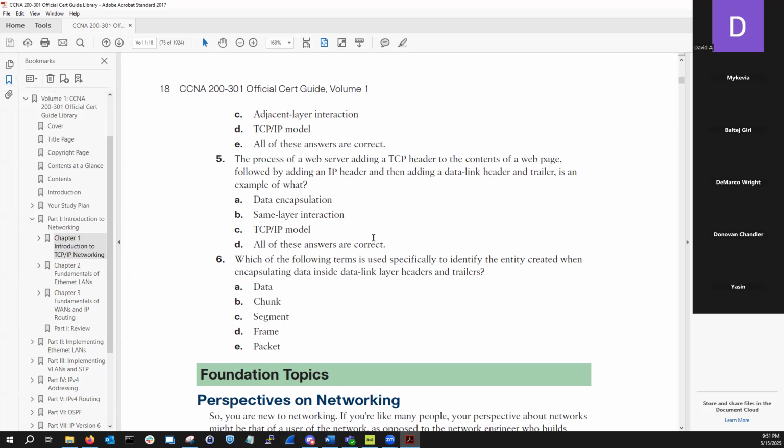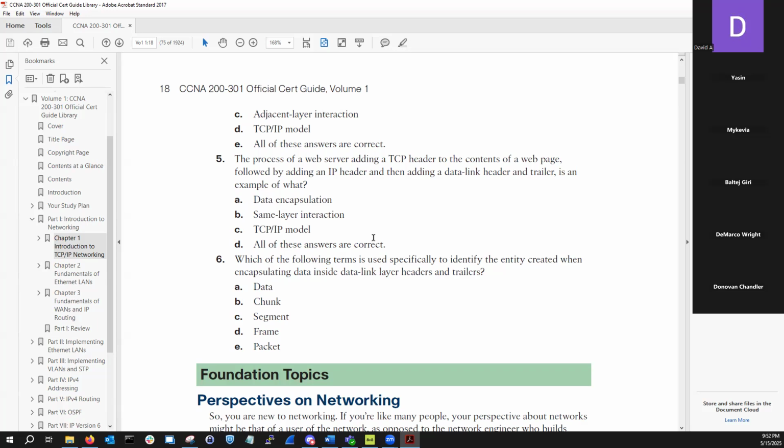Question 5. The process of a web server adding a TCP header to the contents of a web page, followed by adding an IP header and then adding a data link header and trailer is an example of what? Yasin. Data encapsulation, because it's explaining the process of data encapsulation: adding an IP header and then adding a data link header and trailer is the process of encapsulation. That's correct.